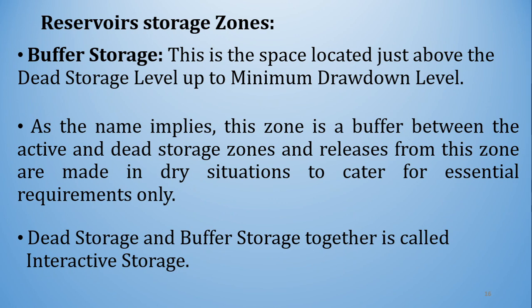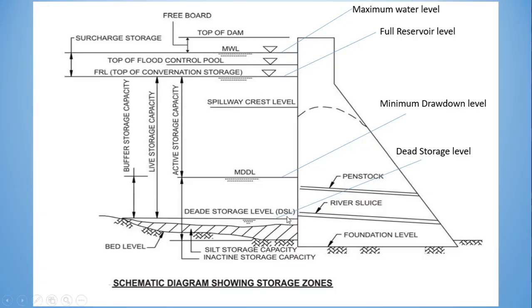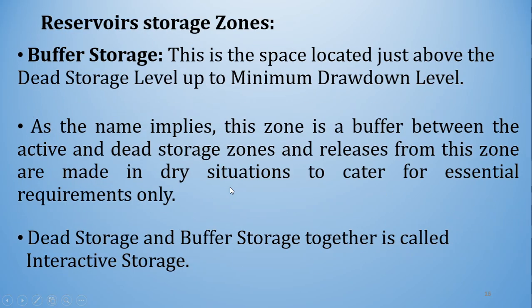Then buffer storage. This is the space located just below the dead storage level up to minimum drawdown level. From dead storage level up to minimum drawdown level, this is what the buffer storage is. As the name implies, this zone is a buffer between the active and dead storage zones, and releases from this zone are made in dry situations to cater for essential requirements only. Dead storage and buffer storage together are called inactive storage.